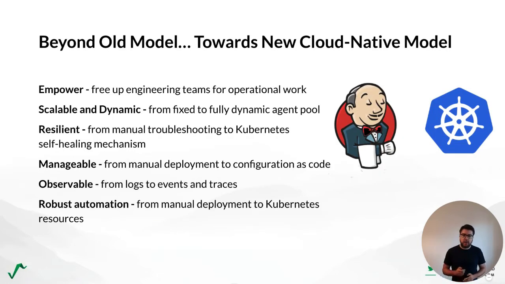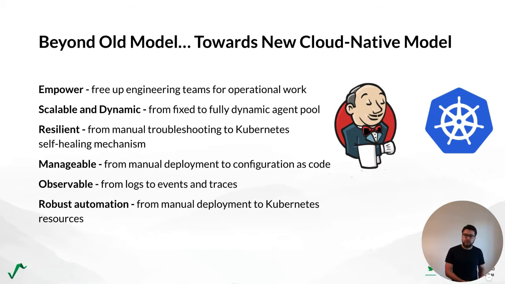And now if we look at the old model of running Jenkins versus the new cloud native model, according to the previous definition, we have some key elements here, like empower. We want to free up our engineering teams from operational work and let them focus on something more relevant than constant troubleshooting, deploying new Jenkins instances every day. Then scalable and dynamic.